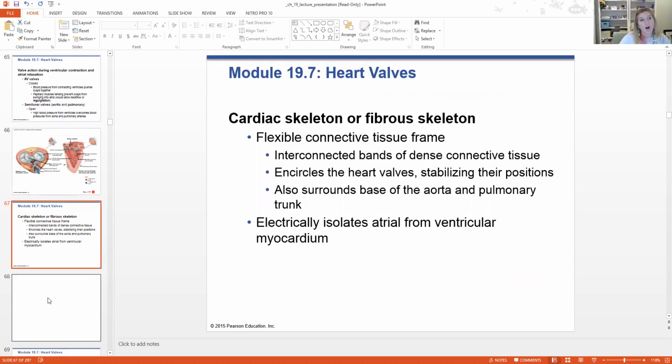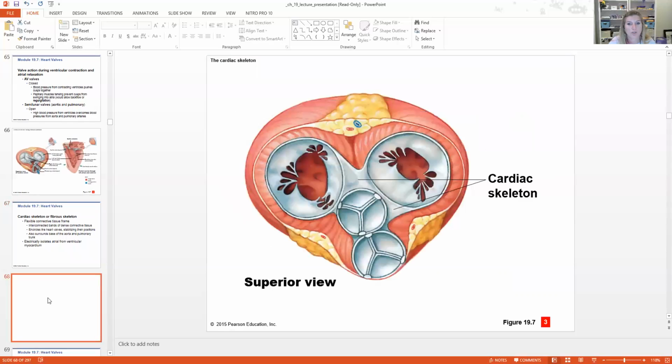So let's talk a little bit more about this cardiac skeleton. Remember I said that our valves are surrounded by connective tissue. Well, this connective tissue makes up what we call a cardiac skeleton. It's a fibrous connective tissue frame made of all of this connective tissue surrounding the valves, and it's insulating those structures from the electrical component of the heart. It electrically isolates the atria from the ventricles and helps to control all of the activity that goes on. It's all that connective tissue that's supporting the valves, holding them together.